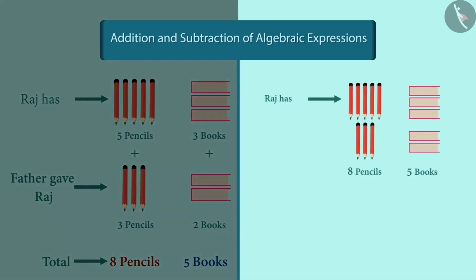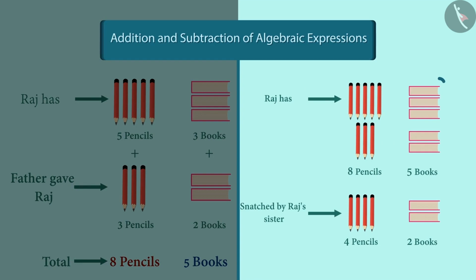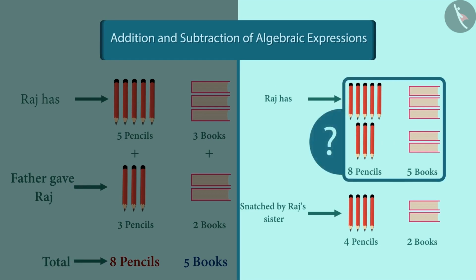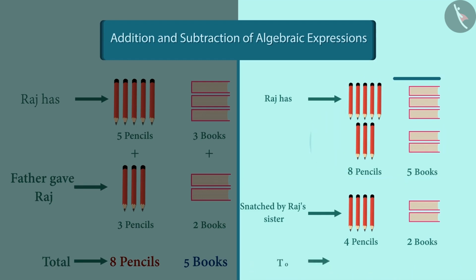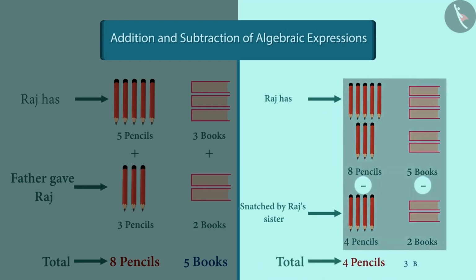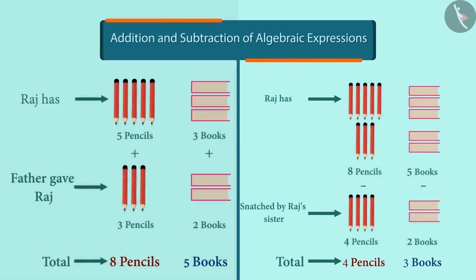Now suppose Raj's sister comes and snatches 4 pencils and 2 books from him. Can you tell me how many pencils and books are left with Raj now? Absolutely correct. 4 pencils and 3 books. Adding and subtracting algebraic expressions is also based on a similar logic. Let's check how.